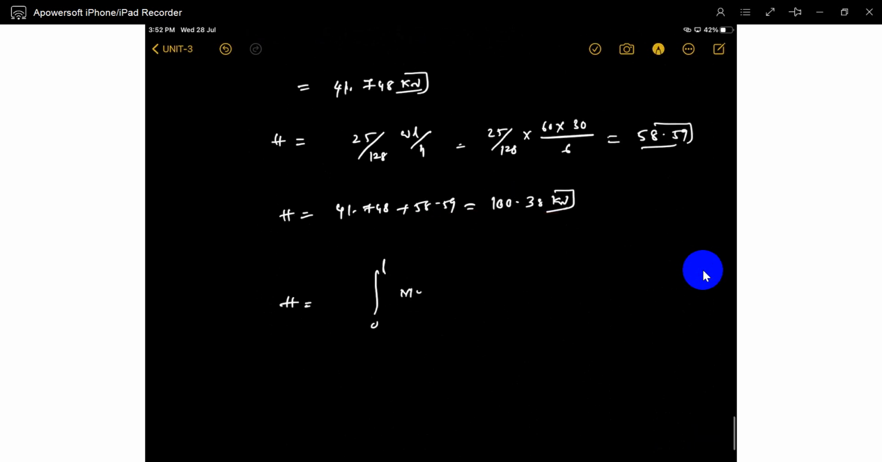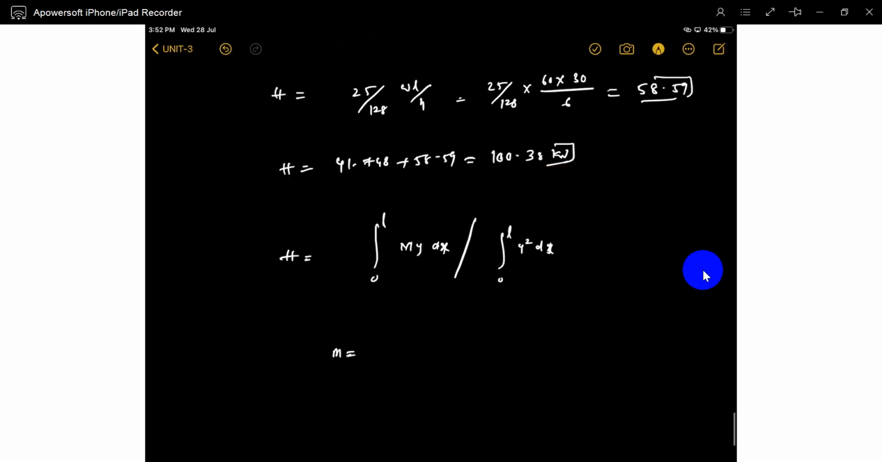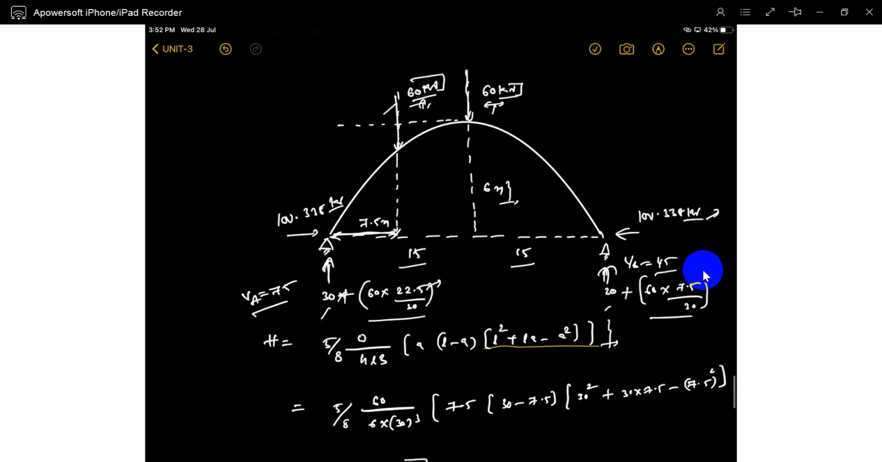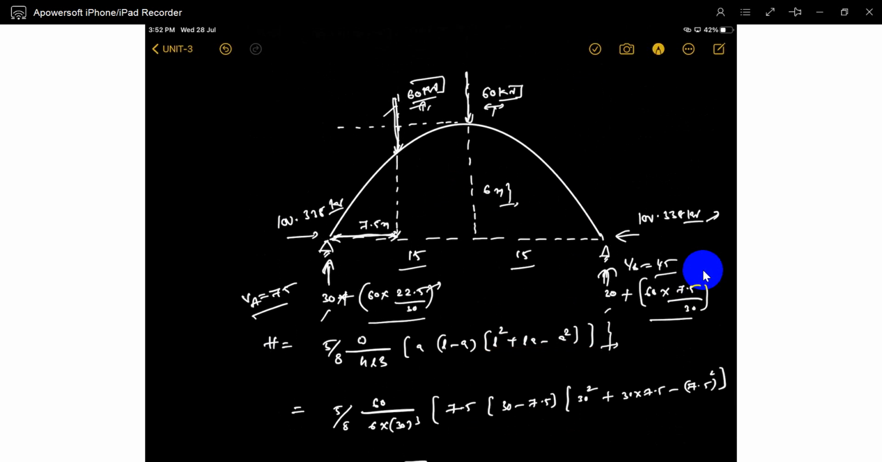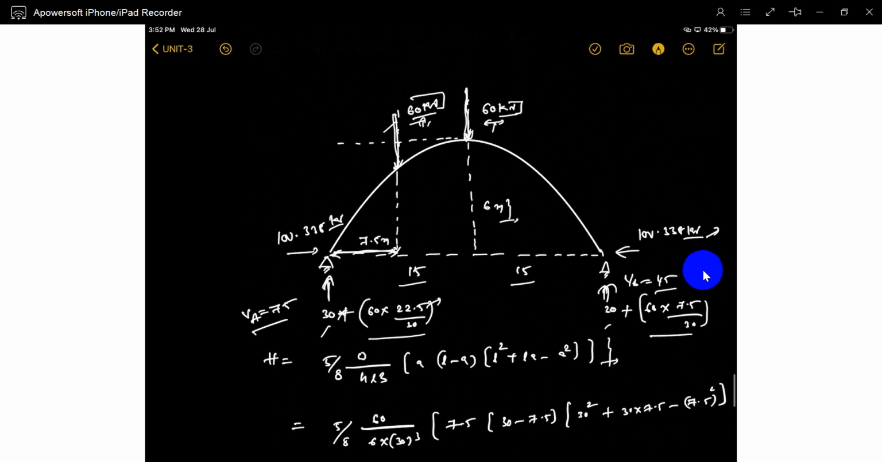0 to L, M dy divided by 0 to L, y square by dy, y square by dx, x throughout the span. So we have to write down M. If only this loading is acting, this is easier, you can easily find out, but this load is also acting. So I want to complicate the problem, because if you solve this you can solve anything. If two loads are acting, it is somewhat difficult, but I will show you.